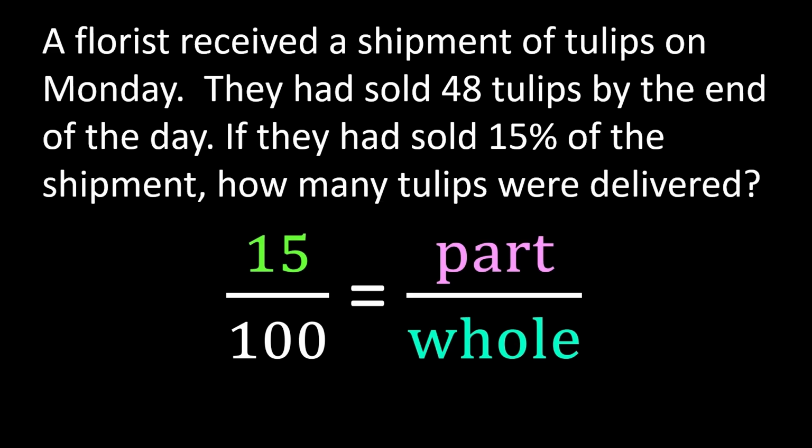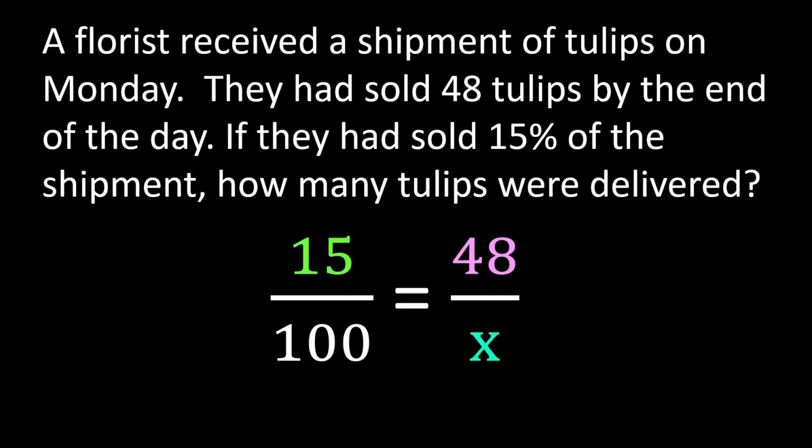Then we know we're looking for how many tulips were delivered. We're looking for the total. And so far they'd sold 48. So 48 has to be a part because 48 is 15% of the shipment, so 48 is going to go on top. We're finding out how many total tulips were delivered, so our variable is going to go on the bottom in place of the whole. The proportion that we're solving is 15 over 100 equals 48 over x.